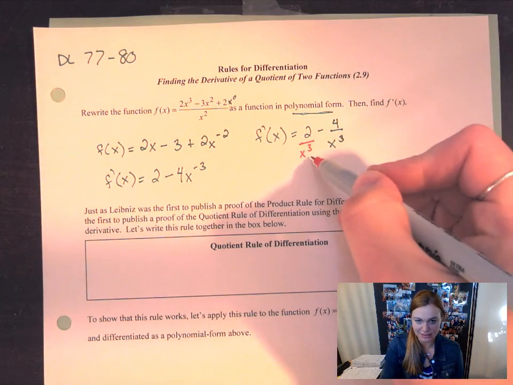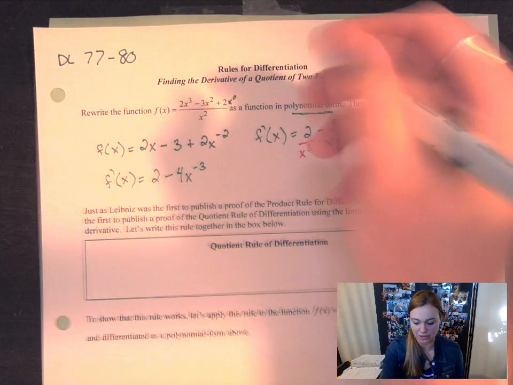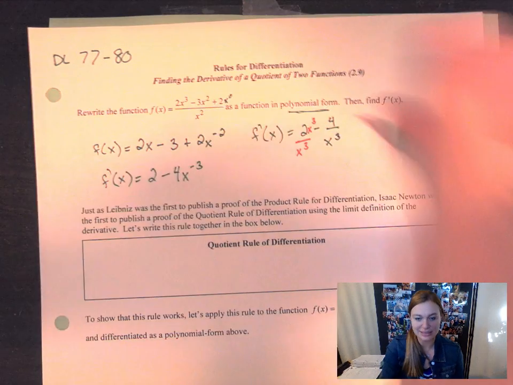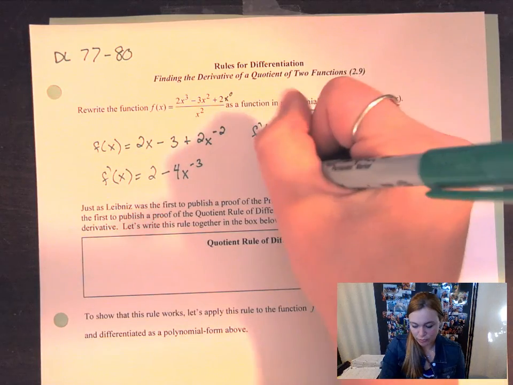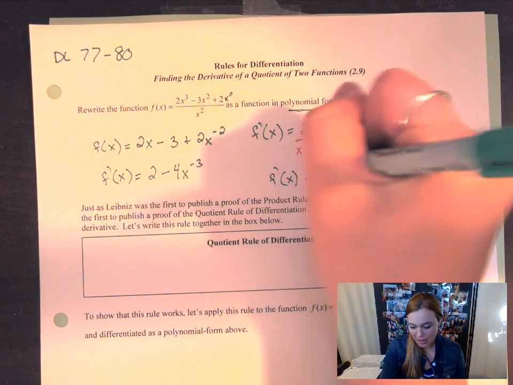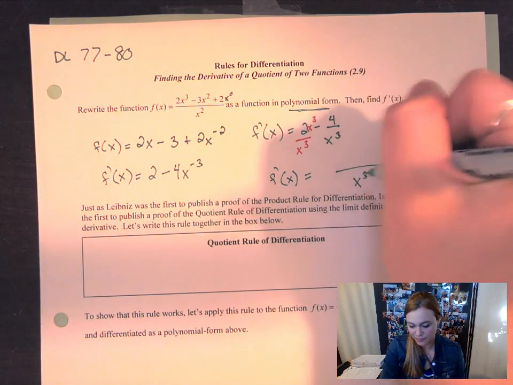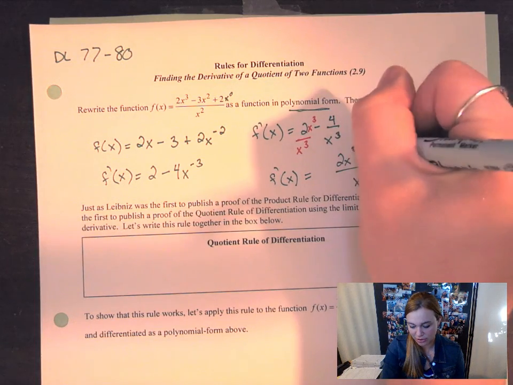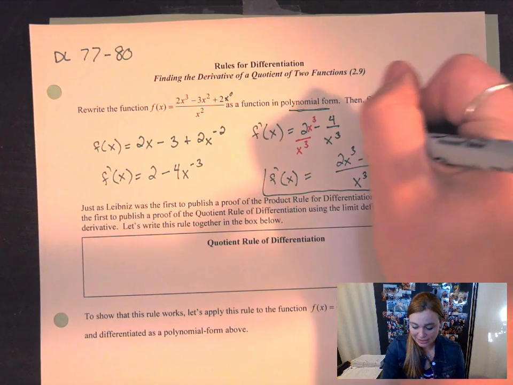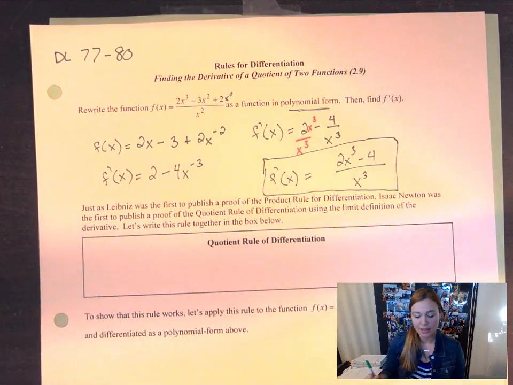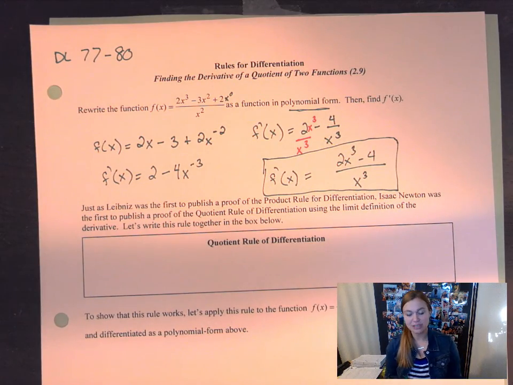So I need this to have x to the third. I can't just divide by x to the third all willy-nilly. So here I'm going to say x to the third here. So I'm multiplying by some crazy form of 1. When I do that, I now have a common denominator of x to the third. So I can say 2x to the third minus 4. And this totally works out, and I am allowed to do this, to say this is my derivative by just doing the power rule.